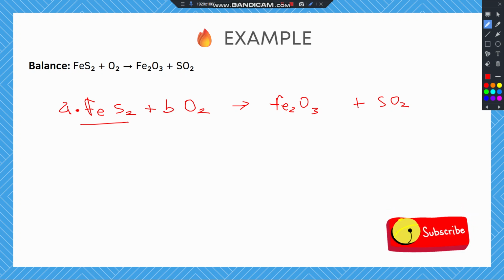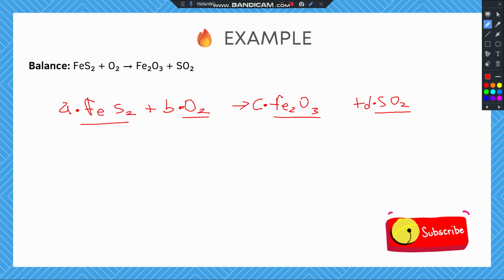Let's assign letter B to stand in front of this compound. Let's assign letter C to stand in front of this compound, and let's assign letter D to stand in front of this compound. Now, someone might be confused and saying, where did these letters come from? Well, these letters are simply representing the coefficients that should stand in front of each compound.